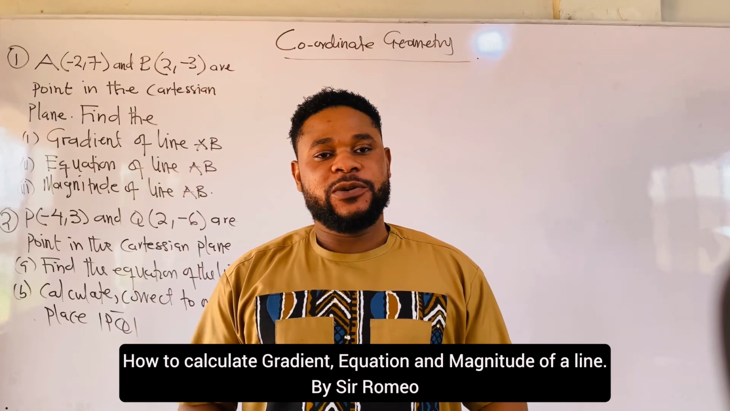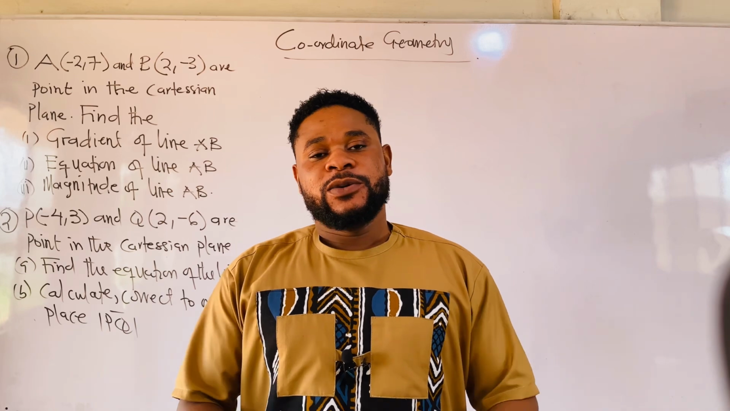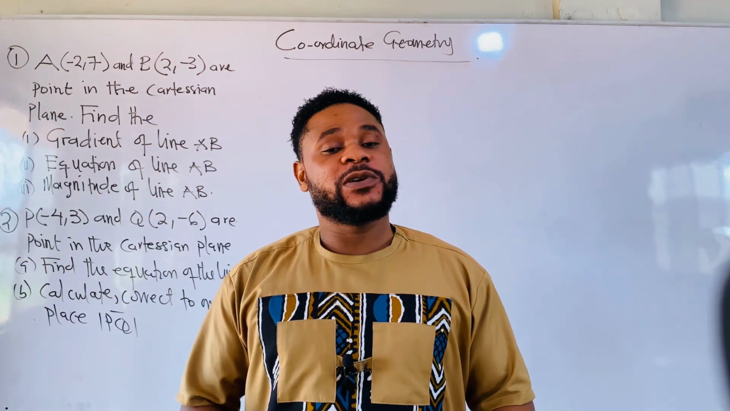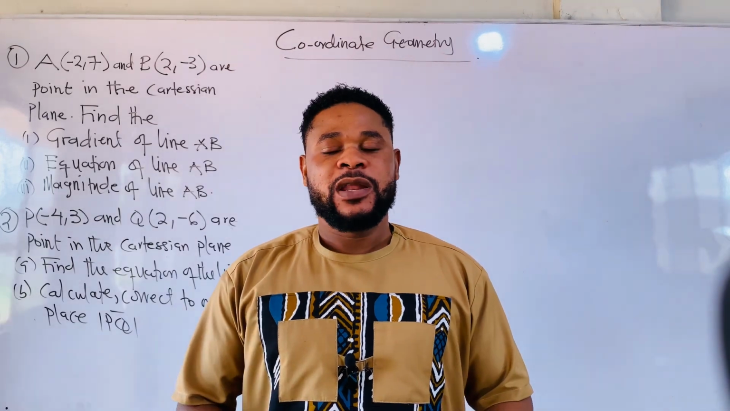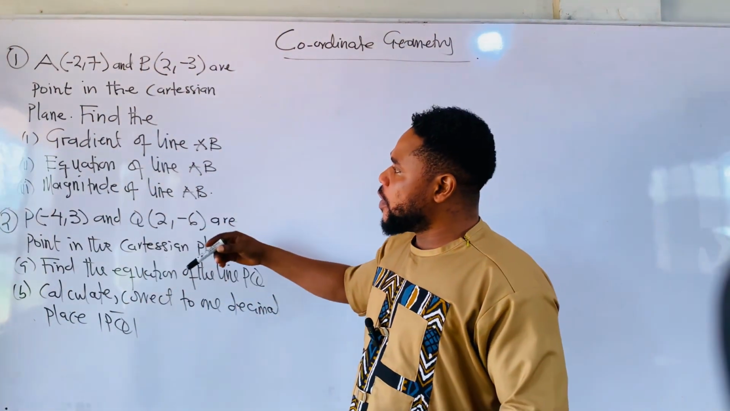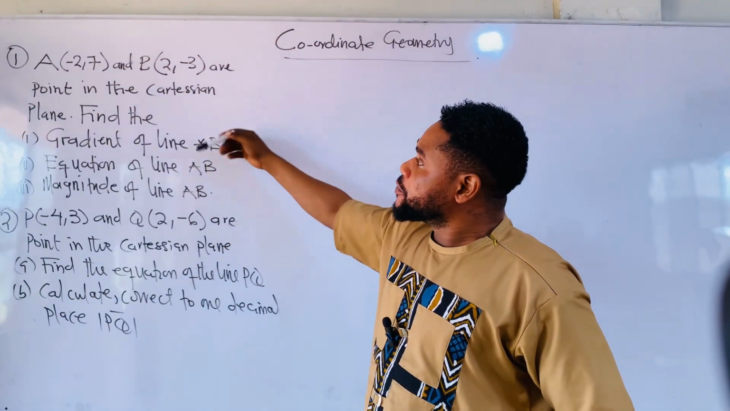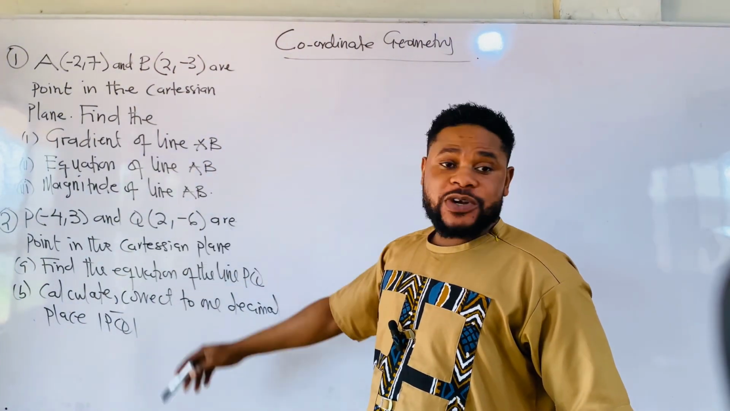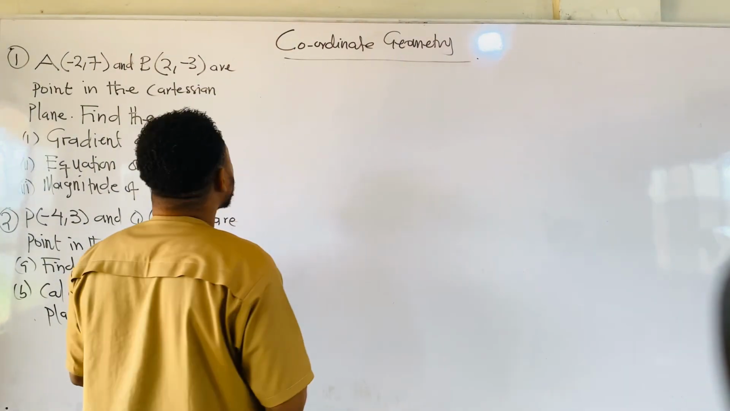All right, today we want to look at the topic coordinate geometry in mathematics. We'll be looking at how to find gradient of a line, equation of a line, magnitude of a line. Now, we have two questions on the board, question 1 and question 2. I'm going to solve question 1 so that we try question 2. Let's see how we can solve question 1.